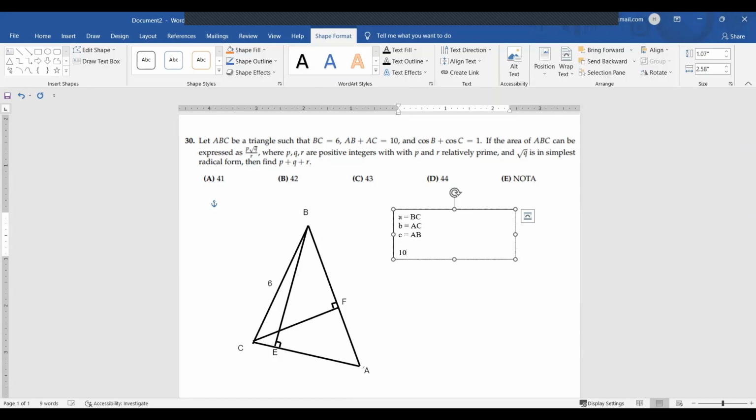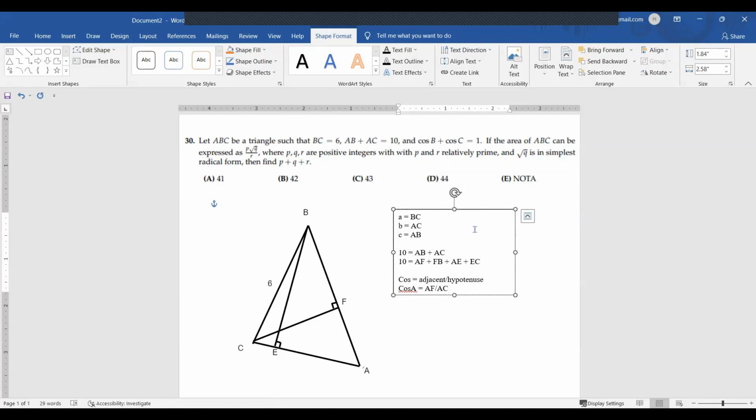So now we can say that 10 is equal to AB plus AC, as we've seen in the given information. So we can say that 10 is equal to AF plus FB plus AE plus EC, because we're just connecting line segments. Now, we need to establish one piece of information. Cos is equal to adjacent over hypotenuse. Now, in this scenario, we're going to have cos A is equal to AF over AC.